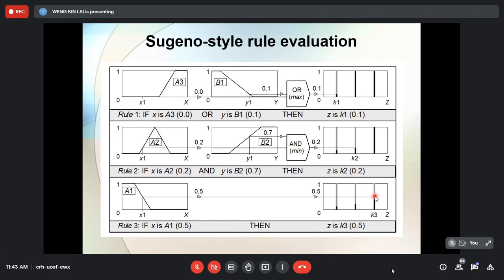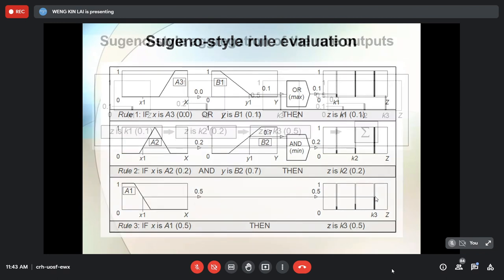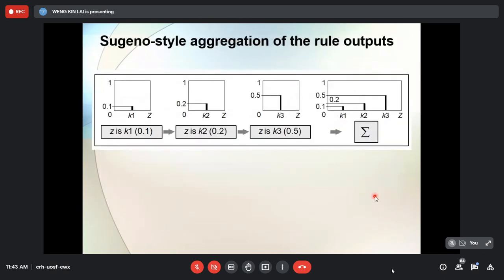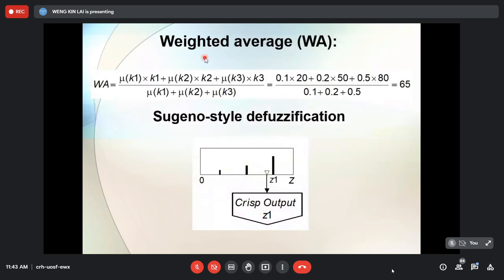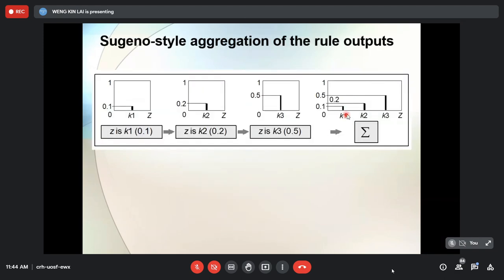Now, how do I calculate my output for my crisp value? This is how you do it. You can see here, if you combine all three, you get this. So this is the Sugeno style of application of the rule outputs. We still use the weighted average for the Sugeno outputs. So we just multiply 0.1 by this point here, which is K1, then K2, K3. K1, K2, K3 are known values.